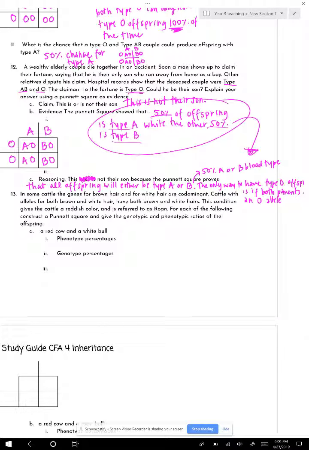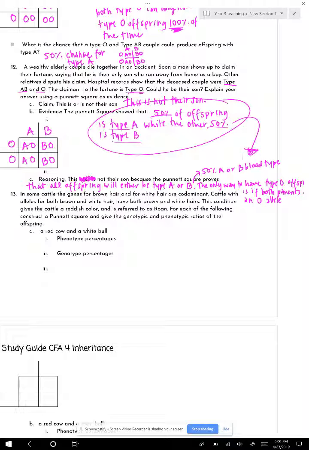Okay, so now we're going to talk about this cattle problem. It says, in some cattle, a gene for brown hair and for white hair are codominant. Cattle with both brown and white hair have both brown and white hairs. This condition gives cattle a reddish color, referred to as roan. For each of the following, construct a Punnett square, giving the genotypic and phenotypic ratios of the offspring.